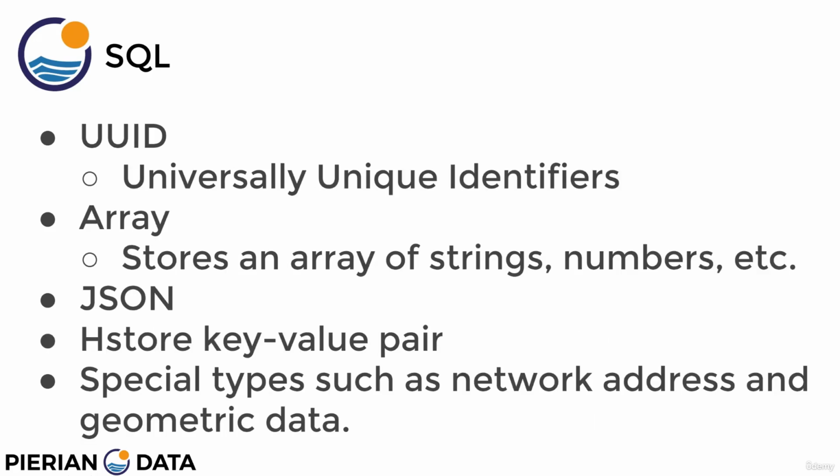Some other not as common ones are things like UUID, or Universally Unique Identifiers, which is essentially an algorithmically unique code in order to make sure you have a unique identifier for a particular row. Then you also have things like arrays, which store an array of strings, numbers, etc. You can also store things like JSON. There's HStore, which is a key value pair. And then there's special types such as a network address and geometric data.